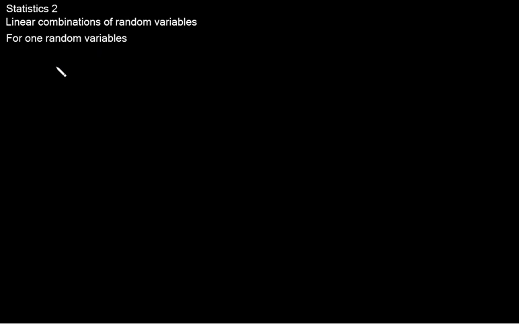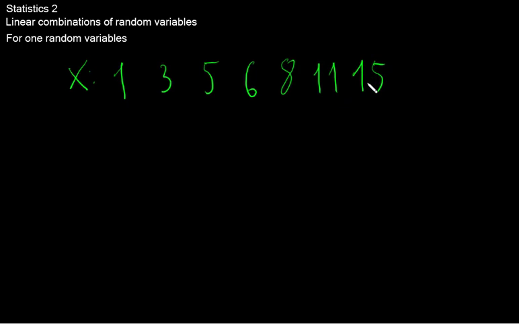So let's just say we have a random variable x. So x has the values of, let's just say, 1, 3, 5, 6, 8, 11, and 15. Right, so these are just random values. So let's find the mean of x.